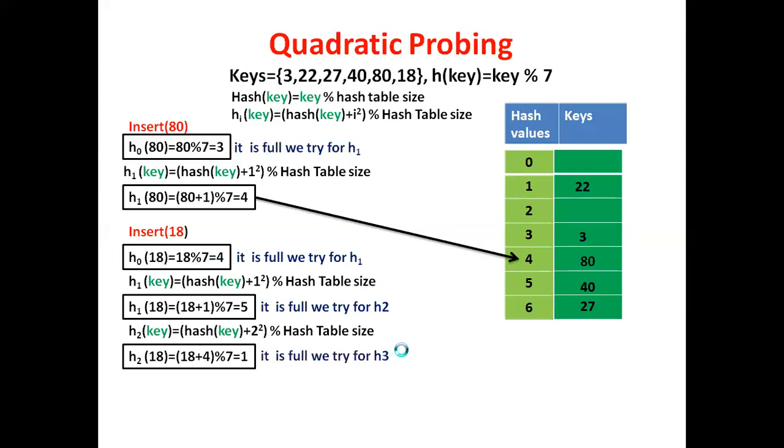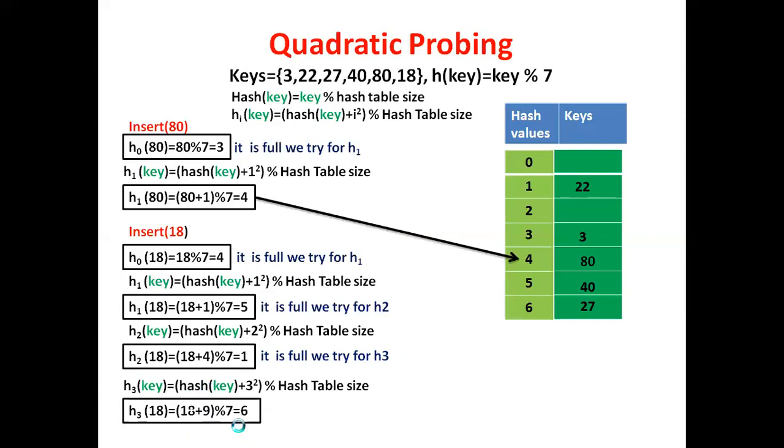Again you try for h3, that is h3 of key is equal to hash of key plus 3 square modulus hash table size. So what is hash of key? 18. 18 plus 9 modulus 7, that is 6. The sixth bucket is also full again, 27 is already filled in the sixth bucket. Collision occurs. So 18 you cannot insert at the sixth bucket.